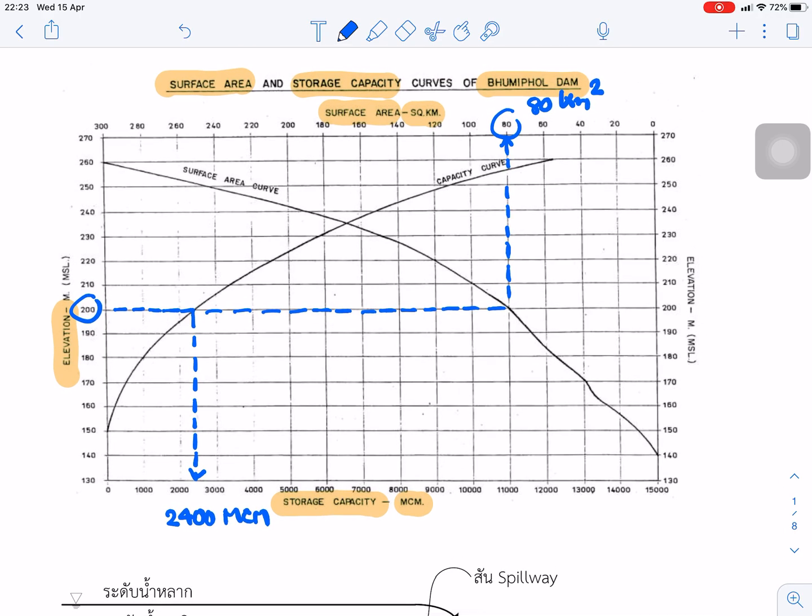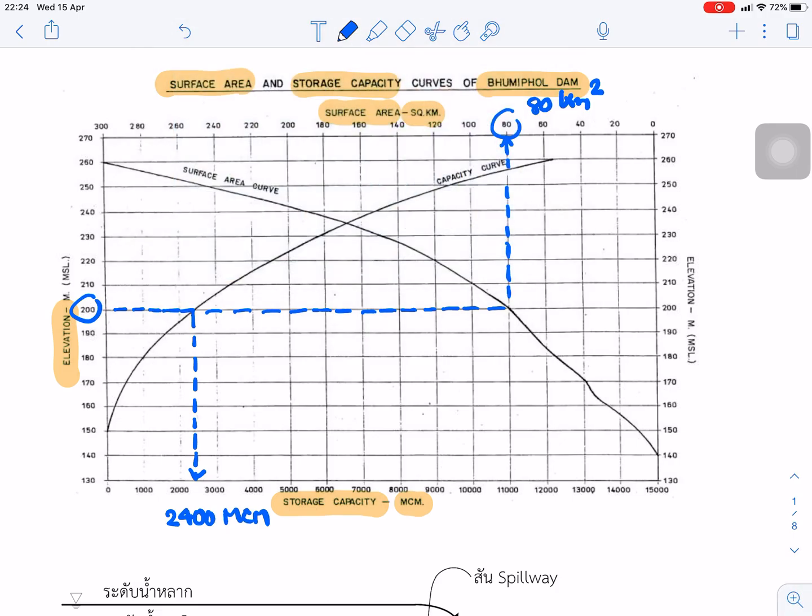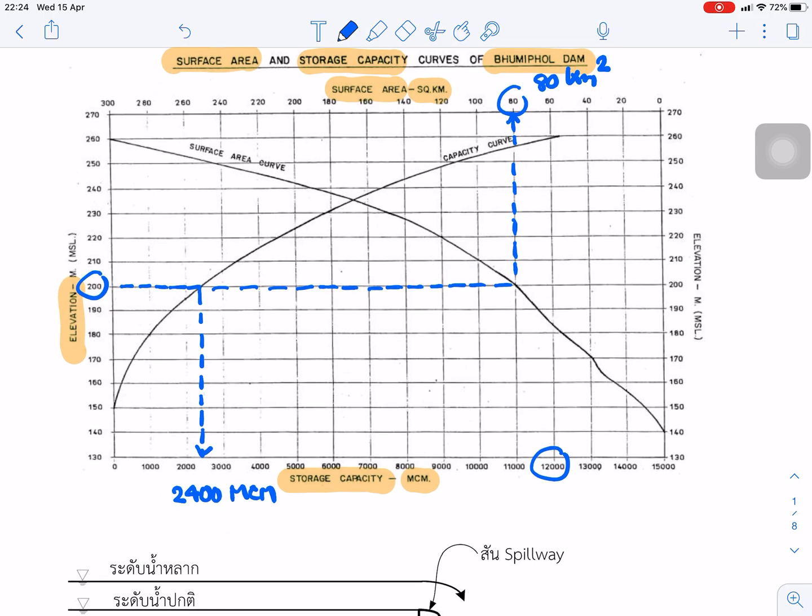The maximum storage is about this number, 12,000 million cubic meters. The maximum capacity of the Pumipon Dam.